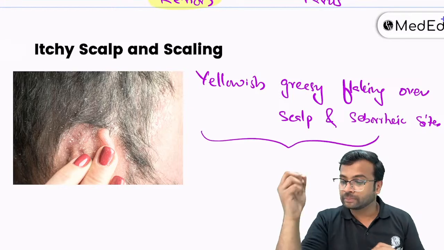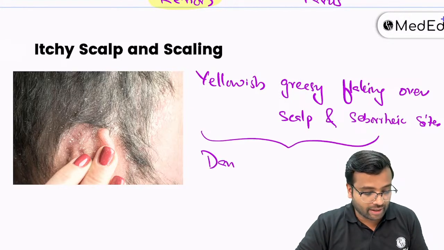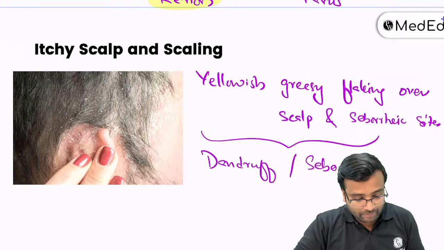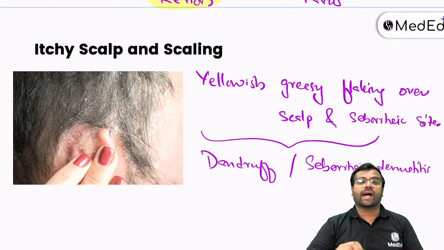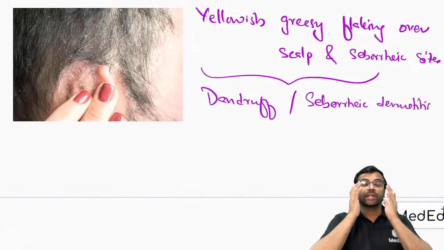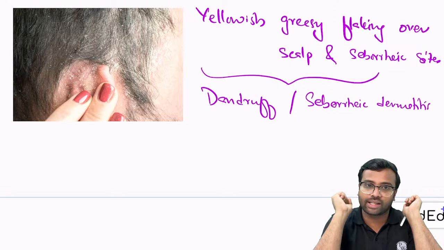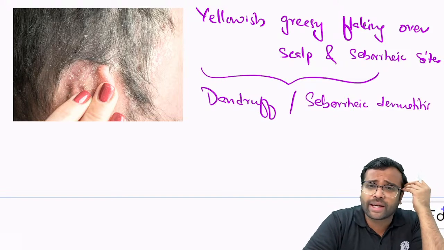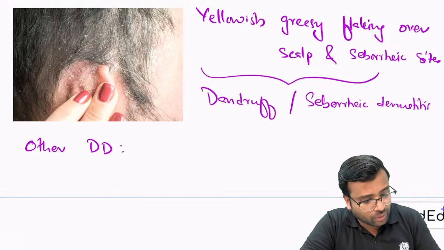So what is this? Yes, this is going to be dandruff, or what we call seborrheic dermatitis, where a patient can present with yellowish greasy flaking over the scalp as well as the seborrheic sites. Okay, that is going to be one. Any other diseases? What about other differential diagnosis?